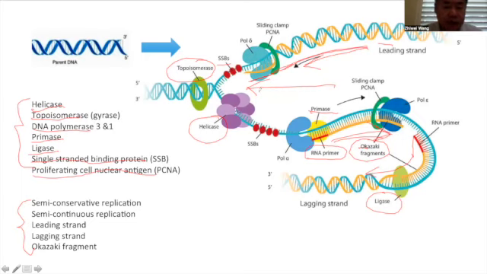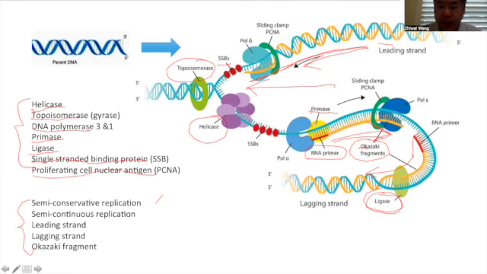The reason DNA replication is called semi-conservative is that each newly synthesized double-stranded DNA has one strand from the parental DNA and one newly synthesized strand. So each new double-stranded DNA has one old copy and one new copy. Also, because synthesis of one strand is continuous while the other forms short fragments that are then ligated together by ligase, it is also called semi-continuous replication.